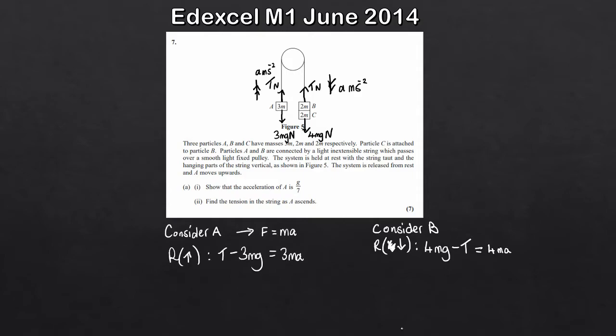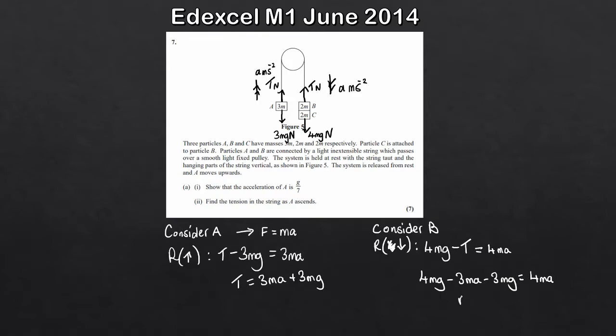At this stage it's up to you how you solve these simultaneous equations, but it shouldn't be too tricky. I'm going to rearrange this in terms of T, so that's 3ma plus 3mg, and then substitute that into this equation. So what I've got is 4mg minus 3ma minus 3mg is equal to 4ma. From here it's just a matter of simplifying until we get to the point where the acceleration is g over 7.